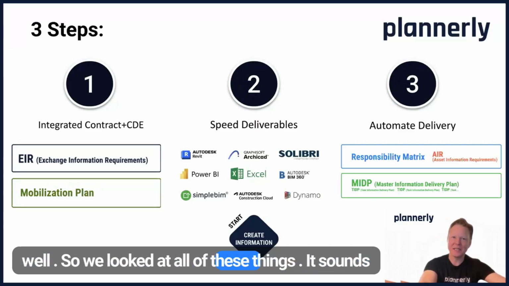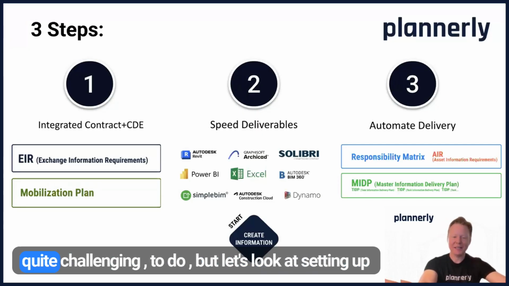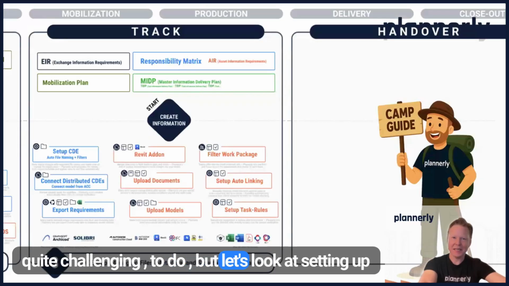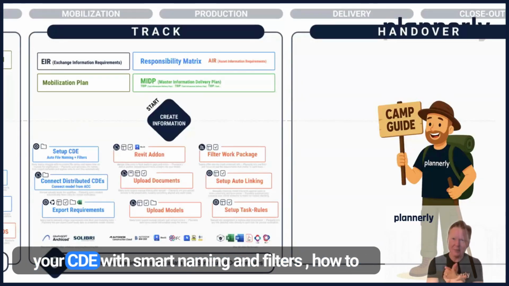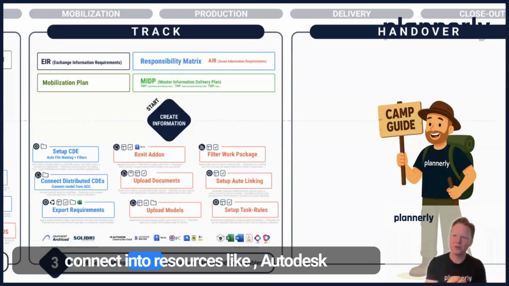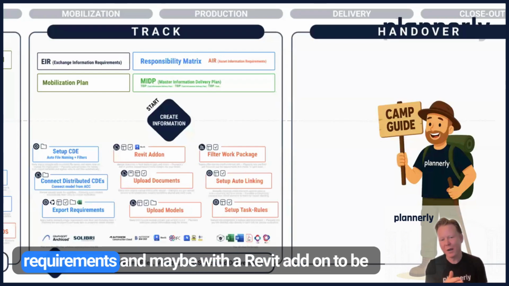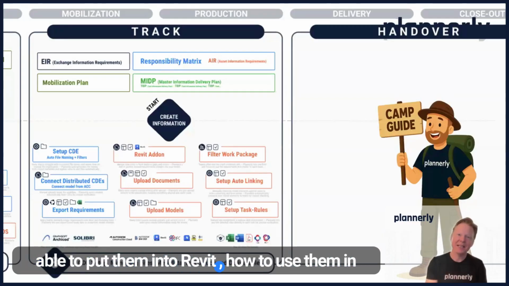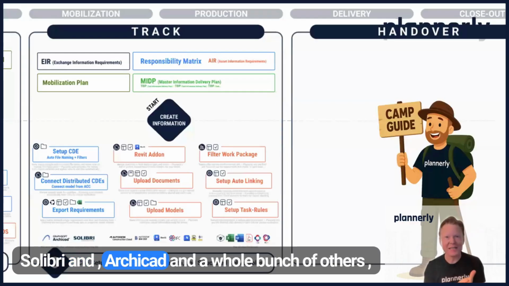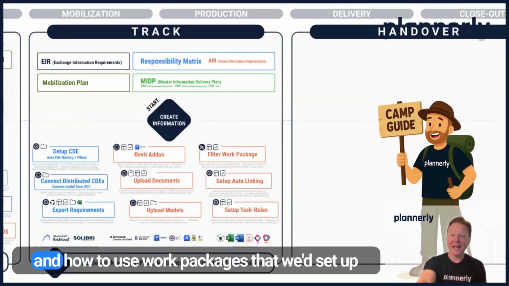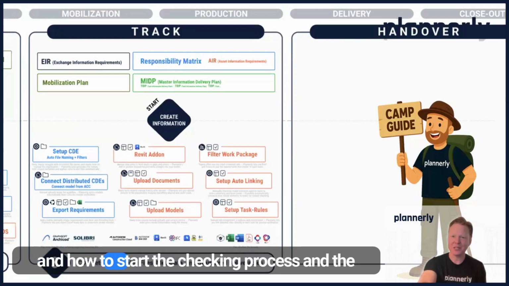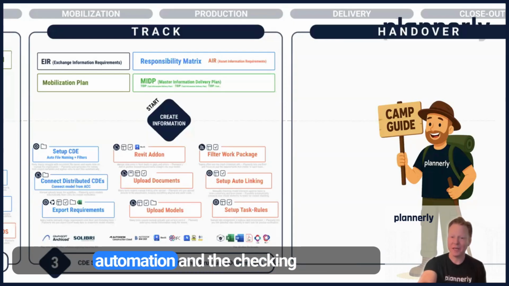So we looked at all of these things. It sounds quite challenging to do, but let's look at setting up your CDE with smart naming and filters, how to connect into resources like Autodesk Construction Cloud, how to use your requirements and maybe with a Revit add-on to be able to put them into Revit, how to use them in Solibri and ArchiCAD and a whole bunch of others, and how to use work packages that we'd set up, and how to start the checking process and the automation in the checking.